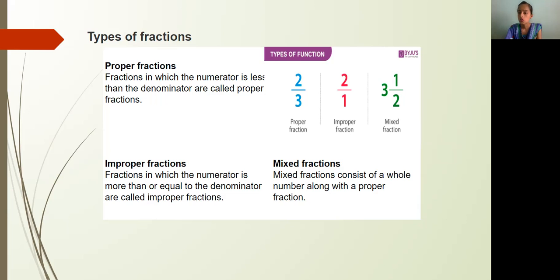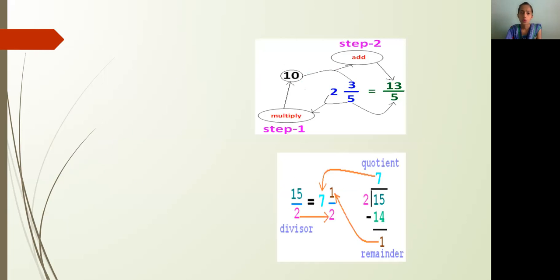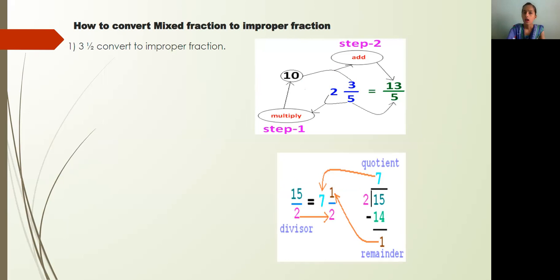So 3 and 1/2 is the example of a mixed fraction, where 3 is the whole. Some more examples: 5 and 2/7, 3 and 1/3, etc. These are examples of mixed fractions. Okay. Next, we move towards how to convert mixed fractions to improper fractions. Here one mixed fraction is given. We have to convert that mixed fraction into an improper fraction. See the example. 3 and 1/2 is the mixed fraction. We have to convert this to an improper fraction.